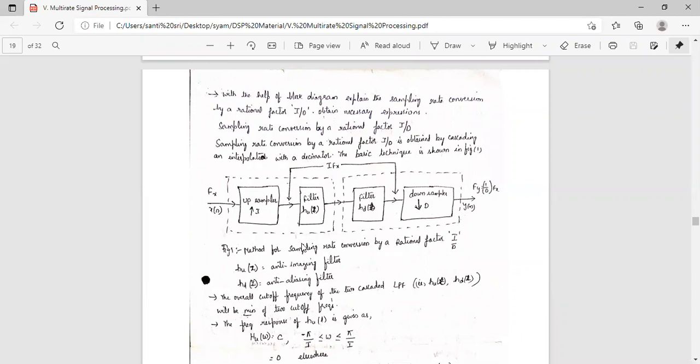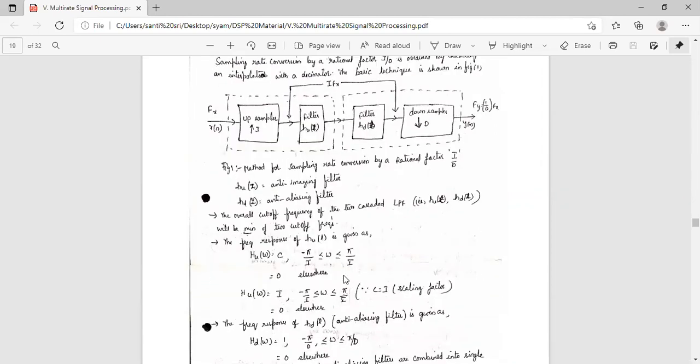So this is an interpolator followed by a cascaded filter followed by a downsampler. So this is the decimator and this is the interpolator. These two are cascaded here. For sampling rate conversion by a rational factor I by D, here HU of Z is the anti-imaging filter, and HD of Z is the anti-aliasing filter. The overall cutoff frequency of the two cascaded low-pass filters, that is HU of Z and HD of Z, will be the minimum of the two cutoff frequencies.